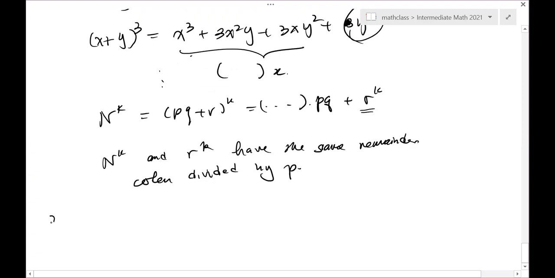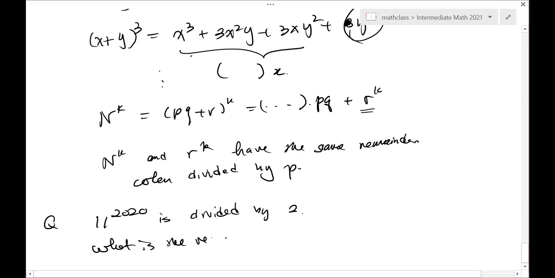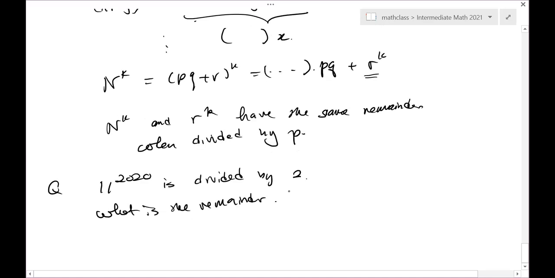All right, so take a look at the following problem. 11 to the 2020 is divided by 2. What is the remainder? Now, the remainder when divided by 2 is either 0 or 1. Can we quickly figure it out?